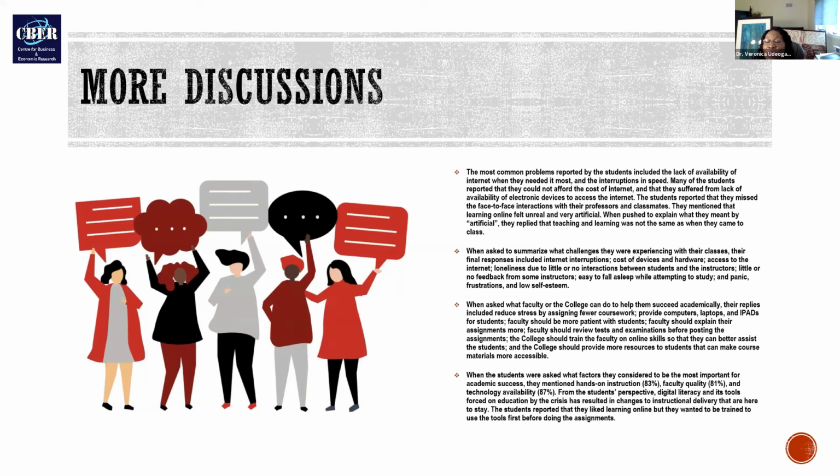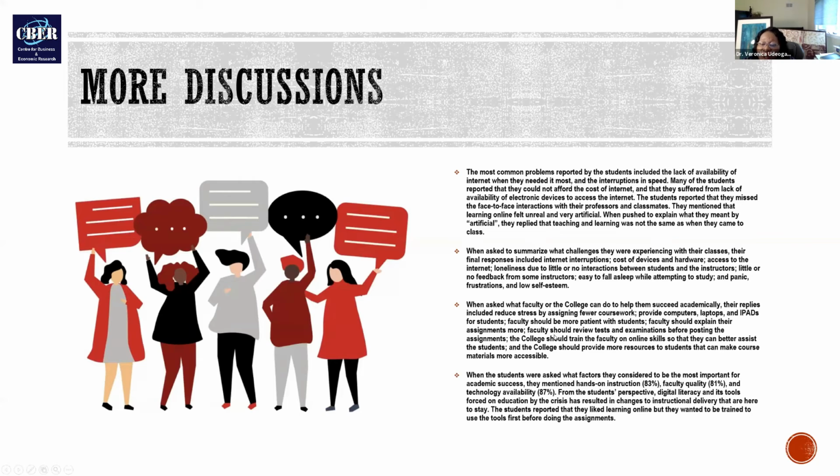The students reported also that they missed the face-to-face interaction with their professors and classmates. They mentioned that learning online felt unreal and very artificial. And when we probed a little bit, what do you mean by artificial? They replied that teaching and learning was not the same as when they came to class. When asked to summarize what challenges they were experiencing with their classes, their final responses included the interruptions, cost of devices and hardware, and so on.